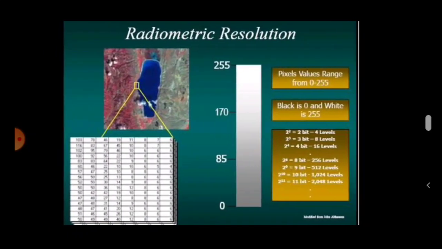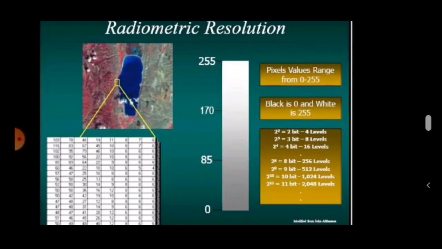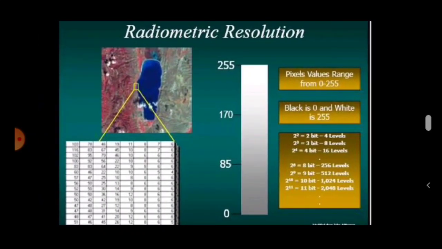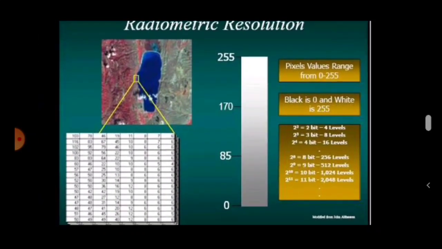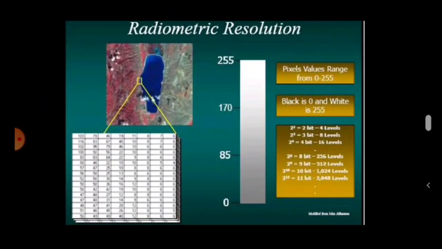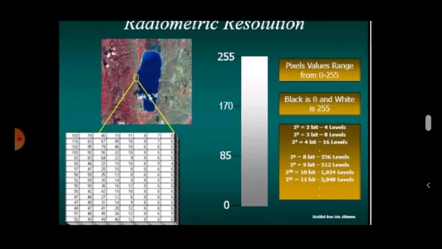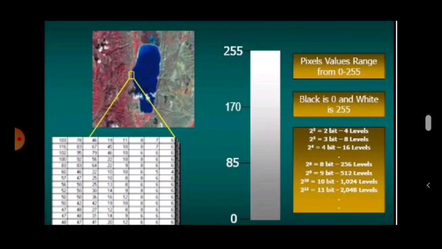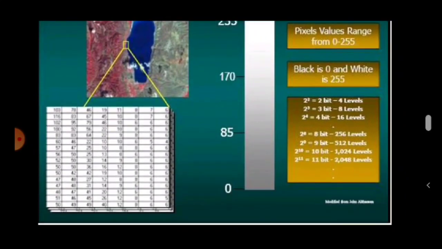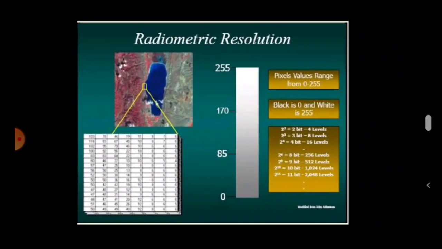Here are the gray tones, which vary when the radiometric resolution is 8 bits. The maximum value 255 stands for white, and the minimum value 0 stands for black.